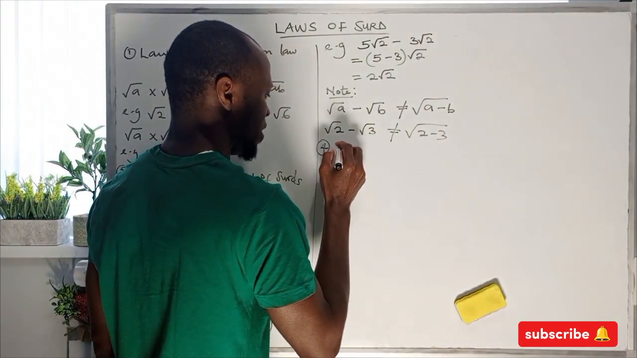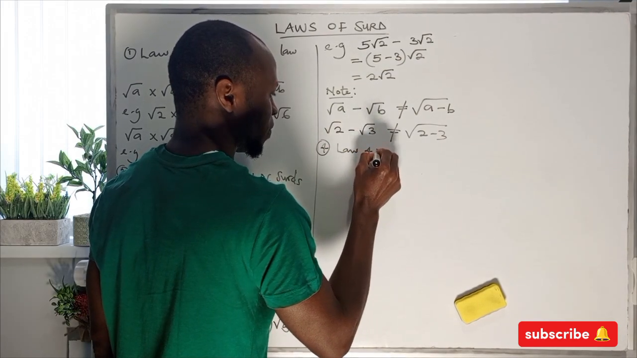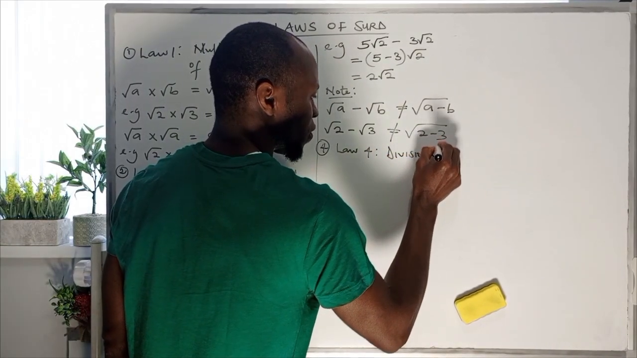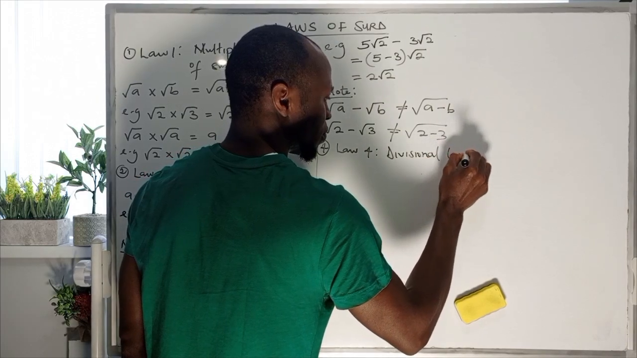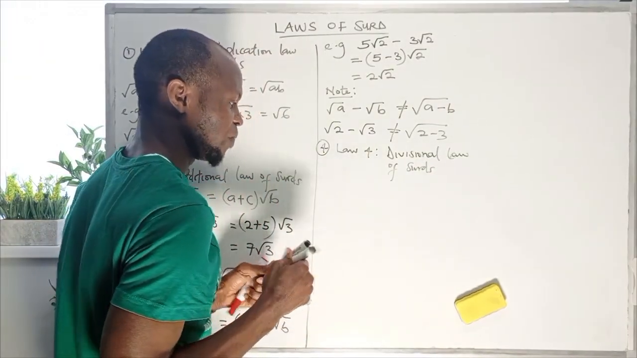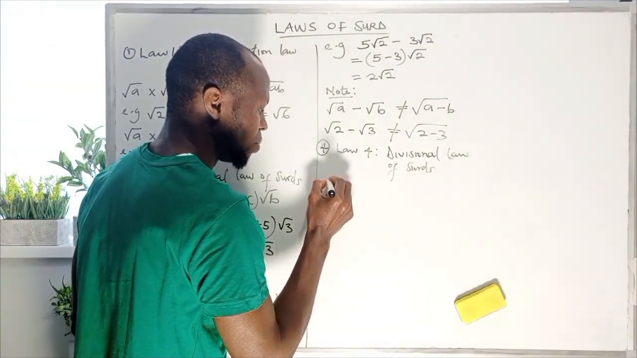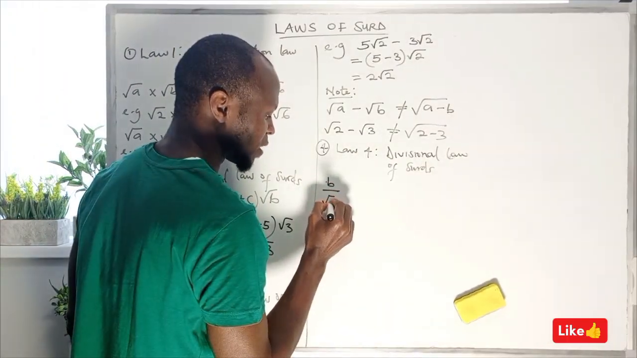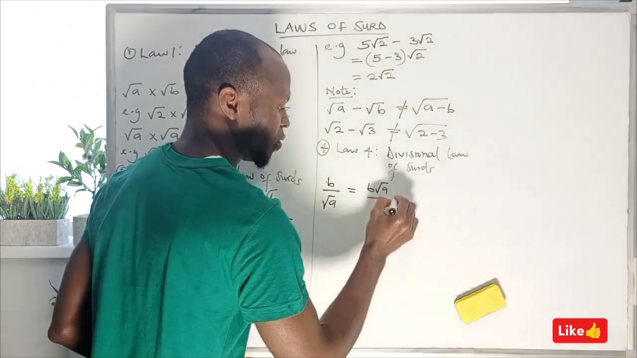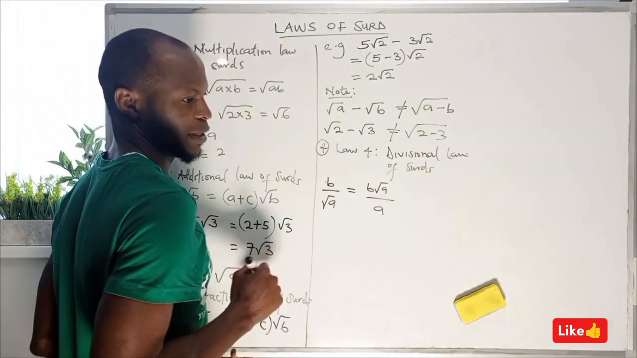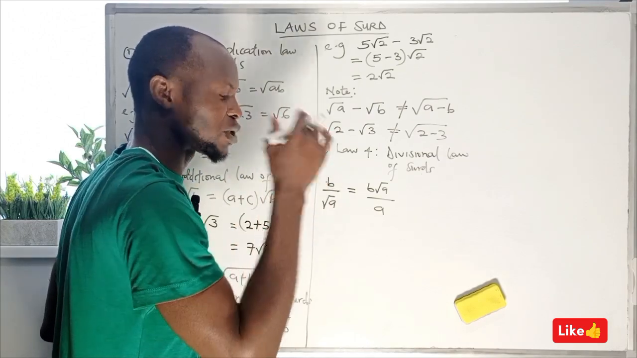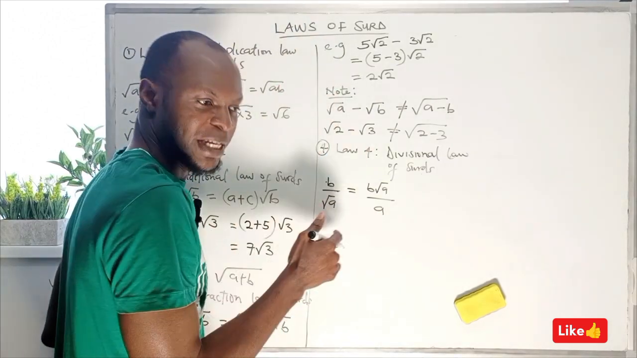Okay? Now, the fourth law, law 4, is known as the divisional law of surds. The divisional law of surds says when we have B divided by surd A, the law says this is the same thing as B surd A over A. How do we get this? When you have a surd as the denominator, you rationalize that surd by multiplying both the numerator and the denominator by that denominator.